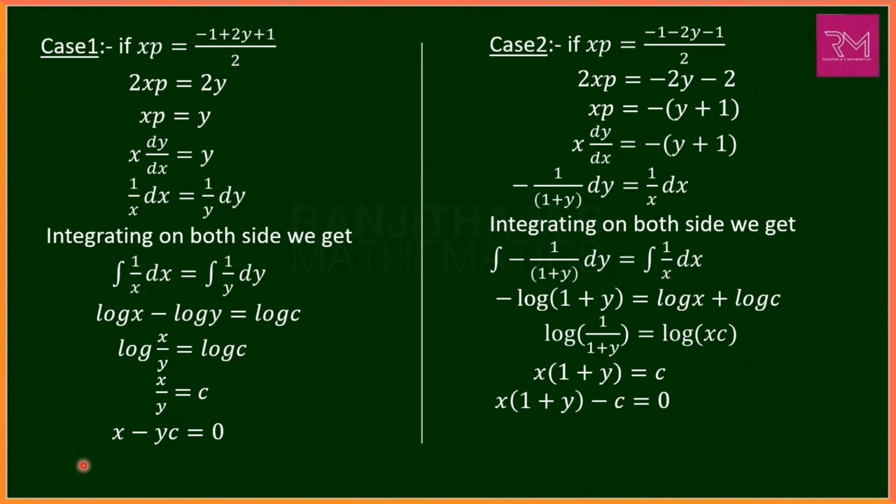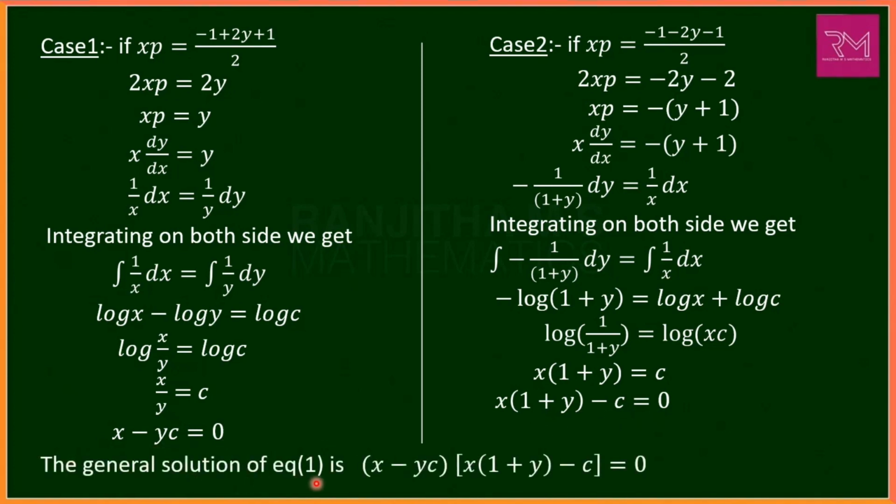Once you obtain the values, finally the general solution of equation 1 is x minus yc into x into 1 plus y minus c which is equal to 0. So this is the general solution for equation 1.